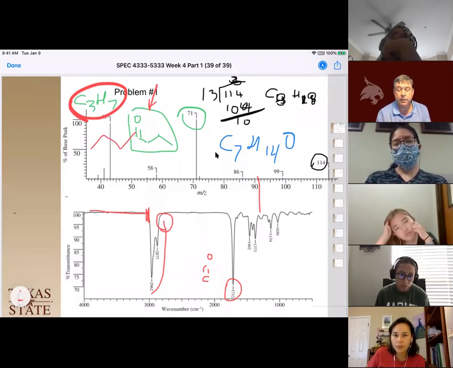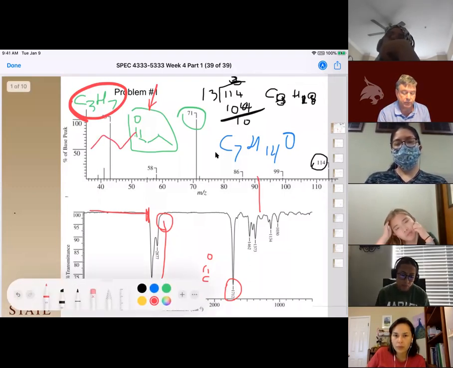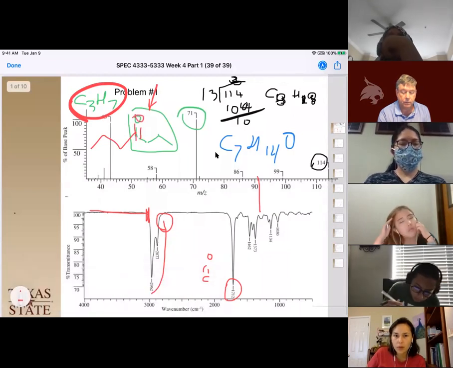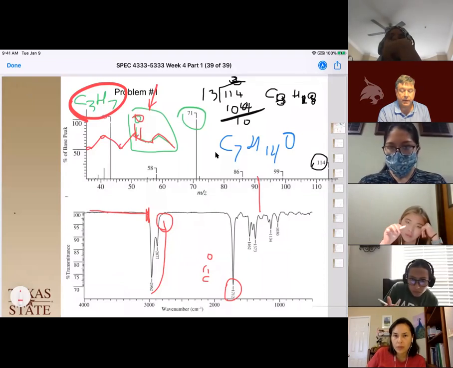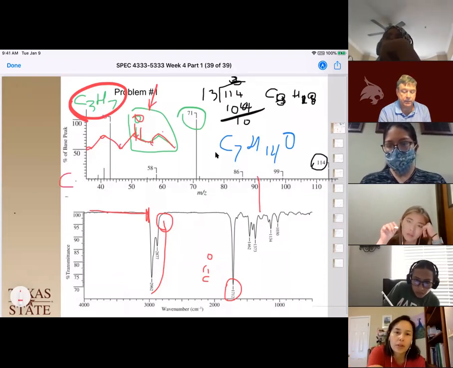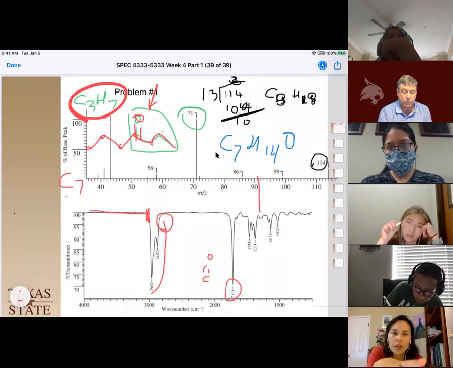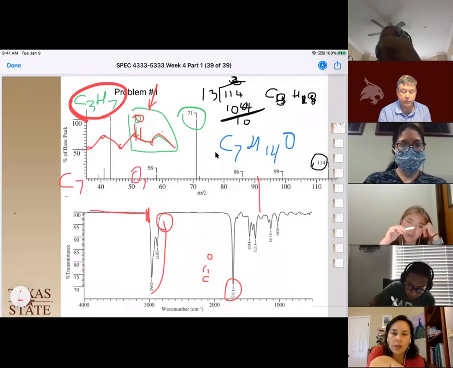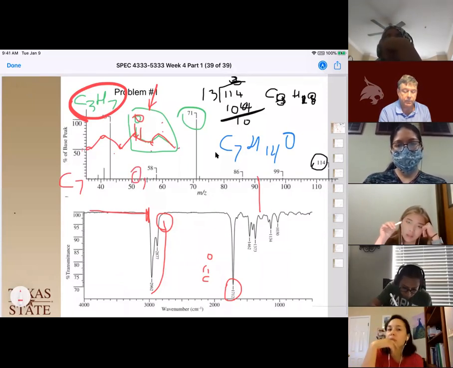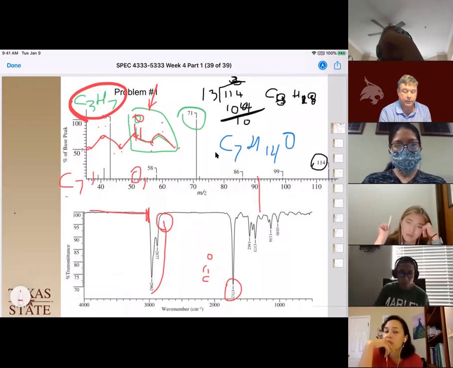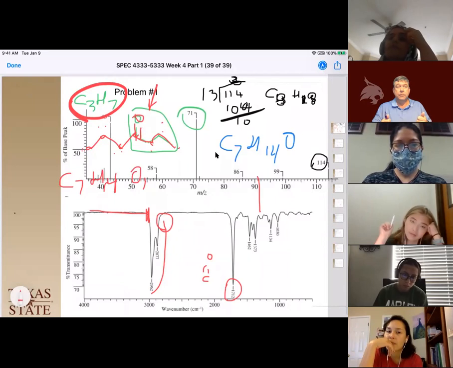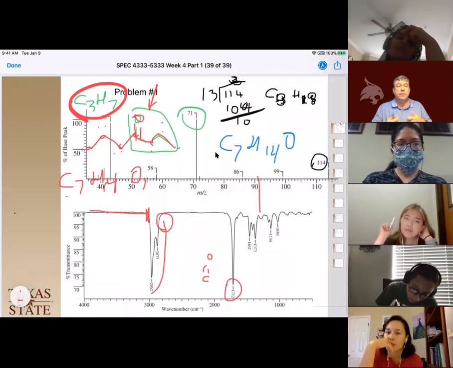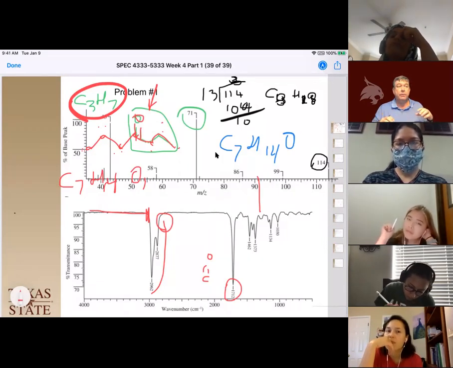All right, so what's our empirical formula of this proposed structure now? We have 1, 2, 3, 4, 5, 6, 7 carbons, C7, O1, and then 1, 2, 3, 4, 5, 6, 7, 8, 9, 10, 11, 12, 13, 14 hydrogens. Okay. You see how those 2 fragments fit together and we got our empirical formula?